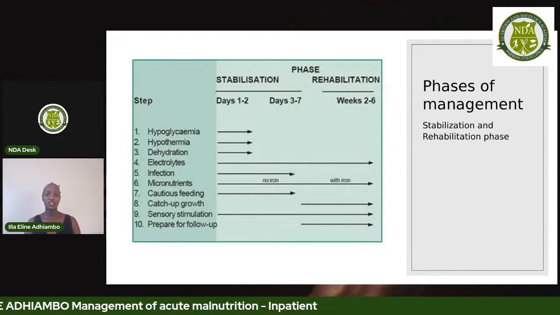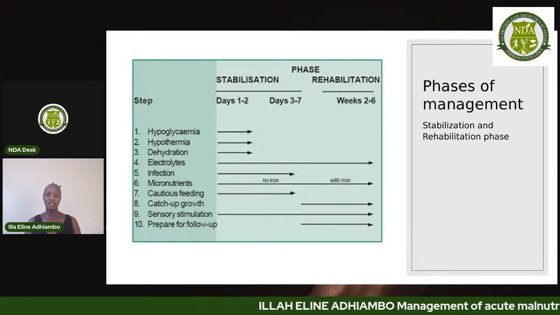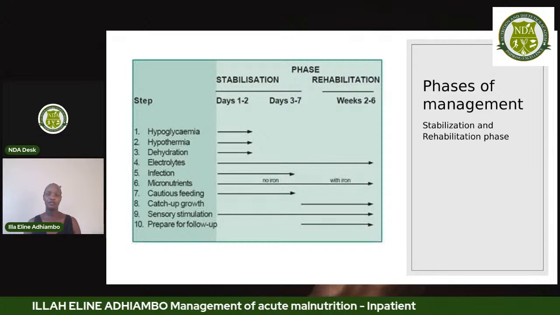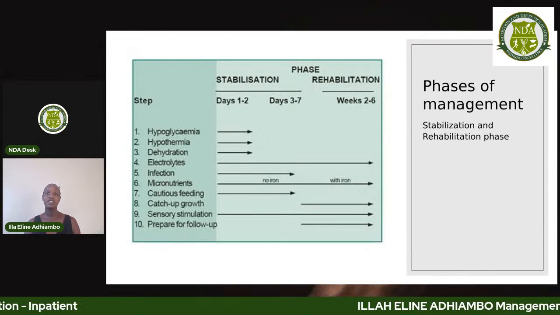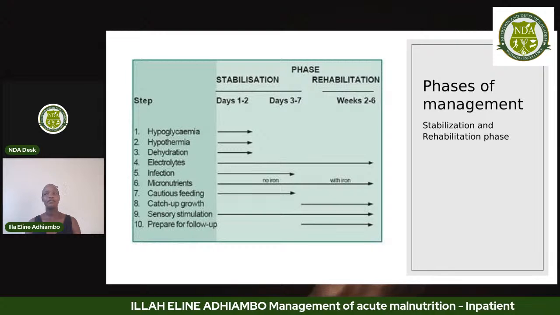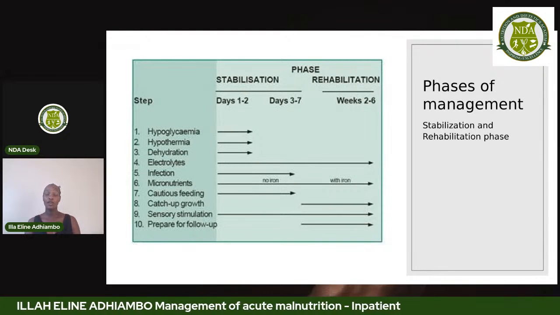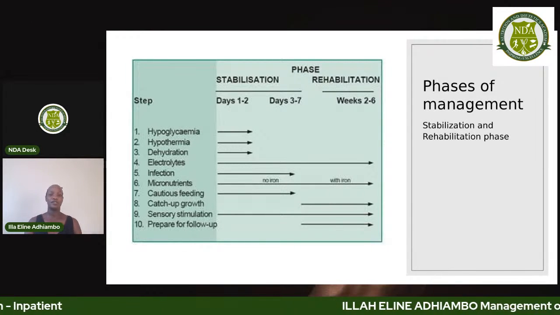And then we do cautious feeding from the first day to the 7th day. That is when we give F75. Once the baby has stabilized, that is when you transition to F100. So F100 you give when you want the baby to achieve catch-up growth. And then you have to do sensory stimulation from the time the child is admitted. You interact with the child. If the child can talk, you talk to them. If they play, you can give toys or things that will help stimulate their senses. And then preparing for follow-up all goes up to the rehabilitation phase.